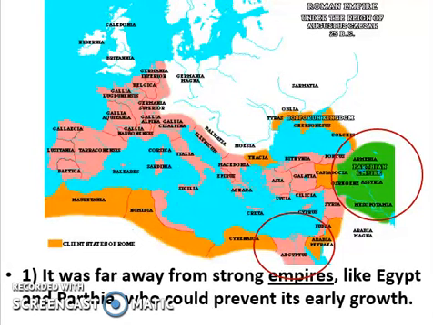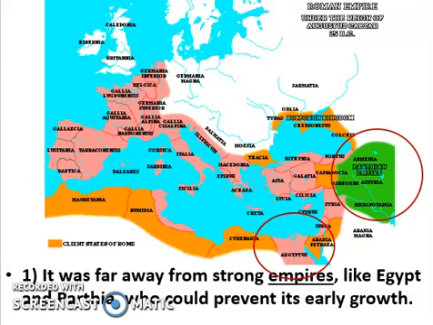So for the first reason, it was far away from strong empires. Like Egypt and Parthia, we did not talk about Parthia, but this is another empire that existed. And other empires had the potential to wipe out the Roman Republic before it really got started.